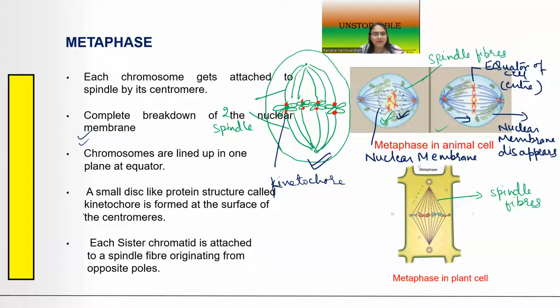So next point. A small disc-like protein structure called kinetochore is formed at the surface of the centromere. In this diagram, the red-like structure on the surface of the centromere is the kinetochore. This is where the spindle fibers have arranged themselves. ठीक है? And each sister chromatid is attached to a spindle fiber originating from the opposite poles. In my diagram I have shown that from every kinetochore on the centromere, two spindle fibers have come from the poles and attached themselves.